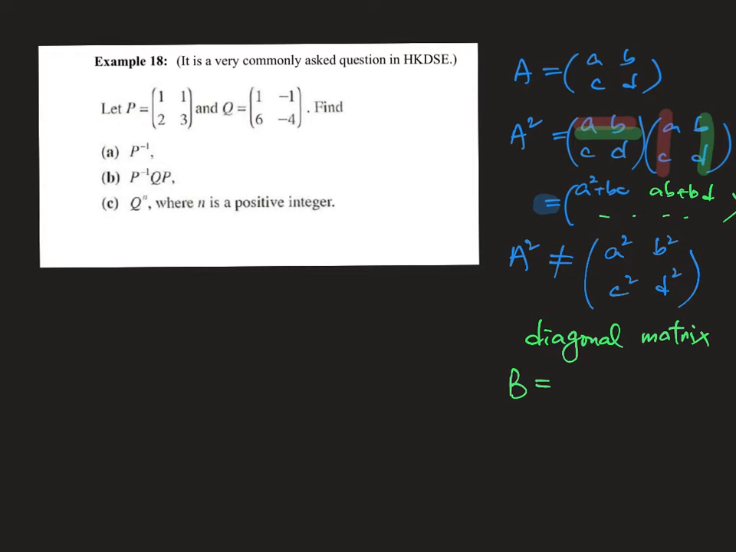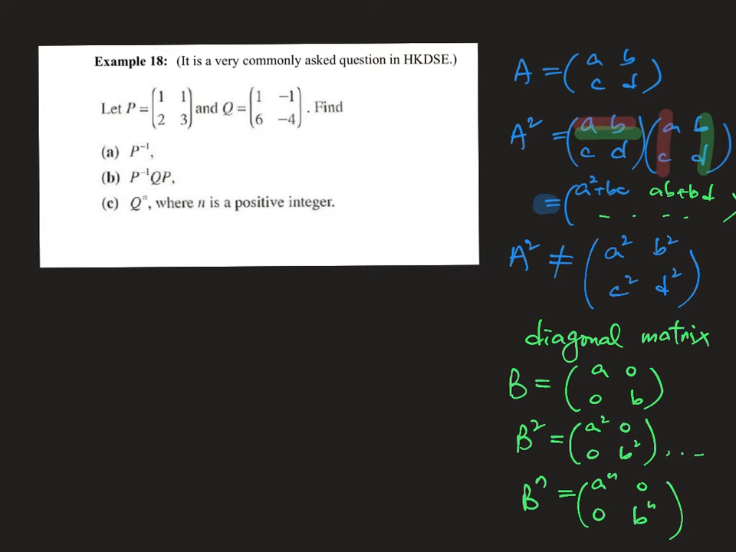For example, this time if you have another matrix called B, like a 0 0 b, you can still work through the multiplication procedure, but it carries a very favorable result: B squared will be a squared 0 0 b squared, B cubed the same, and later on you will see that B to the power n is a to the power n, 0 0, b to the power n. Now, this is the most important result about diagonal matrices.